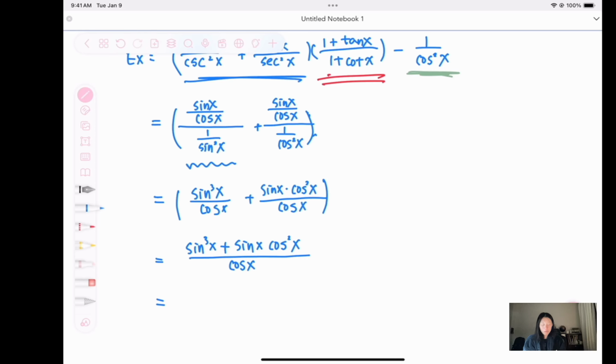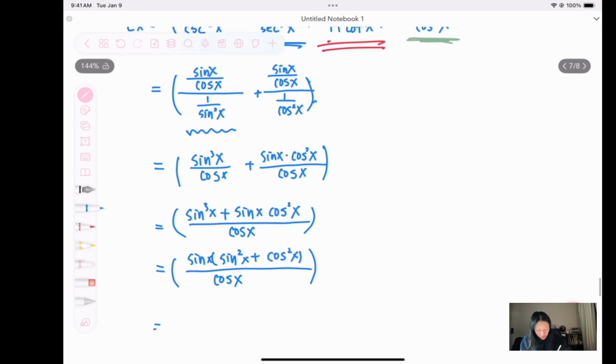Because on the top, they have a common factor sine. So we can factor sine out, which is going to be very nice. If we factor one sine out, we have a sine square plus a cosine square. This is nice. Why is that? Because sine square plus cosine square gives you a 1. So that means this whole complicated function ends up becoming what?